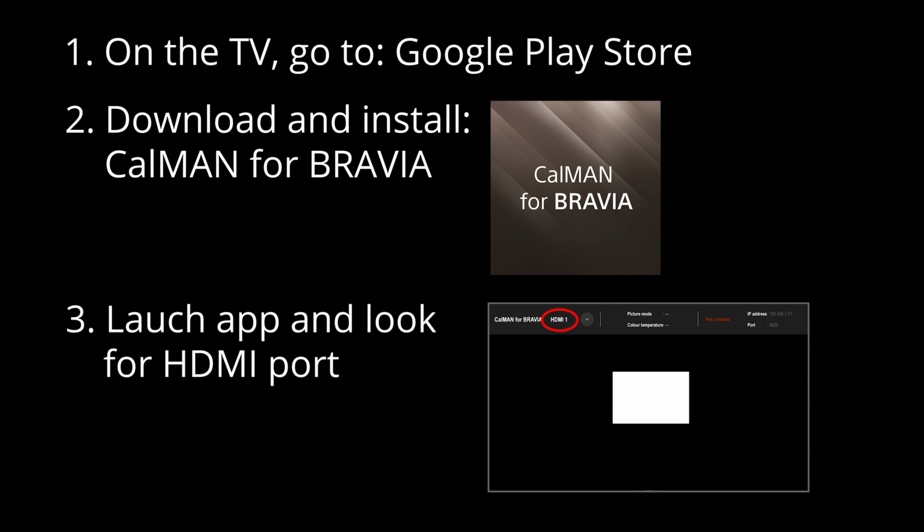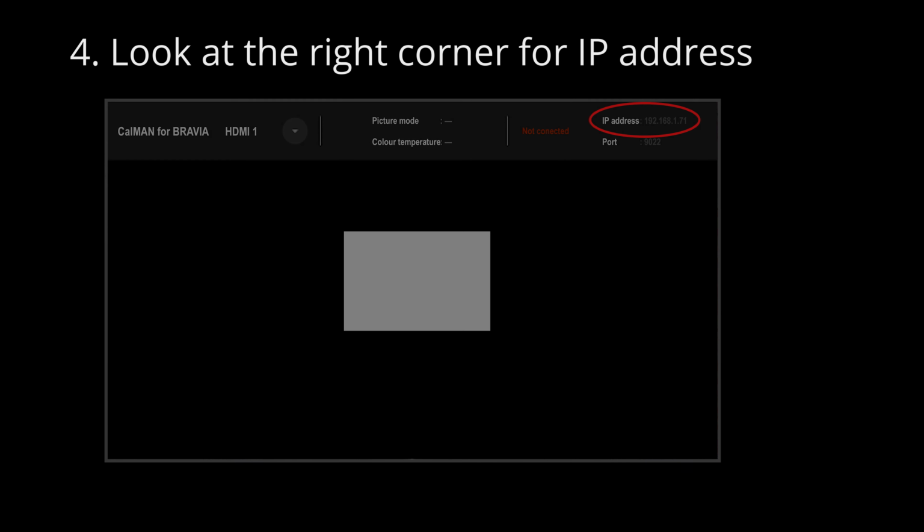Now we're going to connect to the TV. So on your Sony TV, you need to go and download from the Google Play Store on the TV the CalMAN for Bravia app, and then launch it. After the app is launched, you'll see in the upper left-hand corner which HDMI port your pattern source is connected to. So you want to make sure you select which HDMI port, 1 through 4, and that your patterns are showing up on the screen, or your source is showing up on the screen.